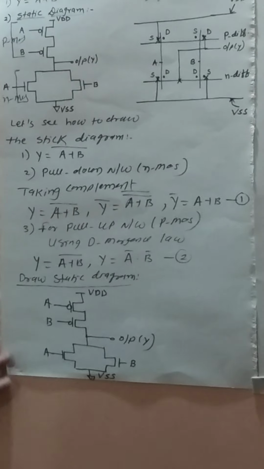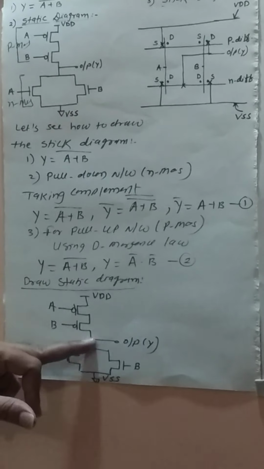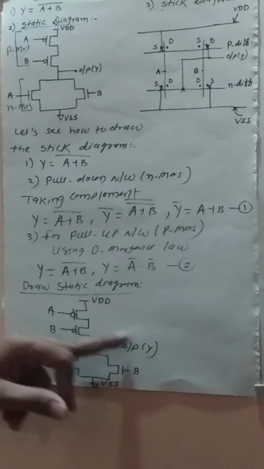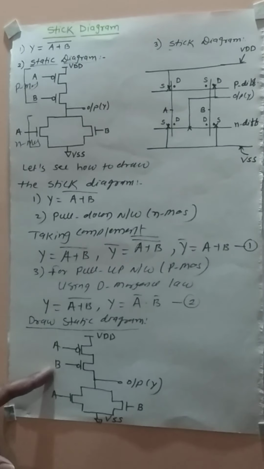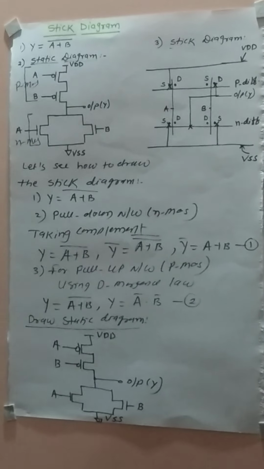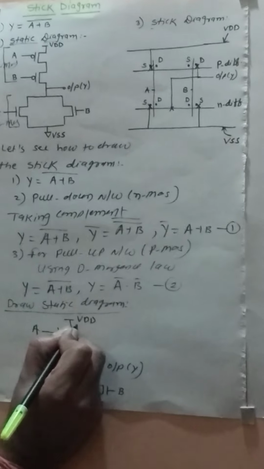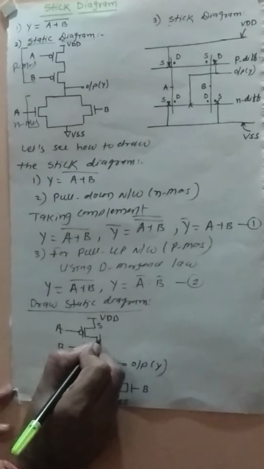Okay. So upper part is PMOS and lower part is NMOS, and the output is in between these two. So A and B are the gate terminals of PMOS, and in PMOS the source is upper side and drain is lower side.